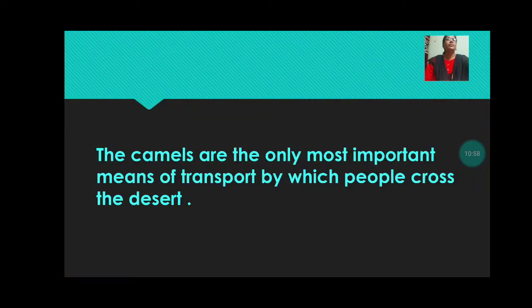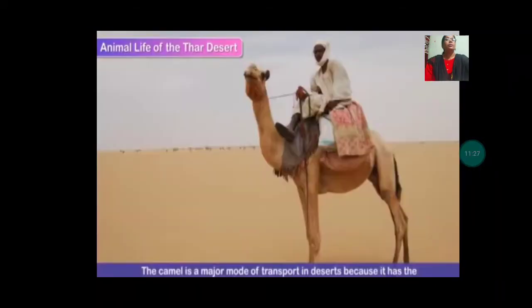So these handicrafts they do, and the camel is the most important means of transport by which people cross the desert. It is the ship of the desert. Camel is also known as the ship of the desert, children, because it can run fast on the sand, it can store water, and it has 3 layers of eyelashes which protect it from the storm which comes in the desert. Okay, so these are some topics that I have explained to you.